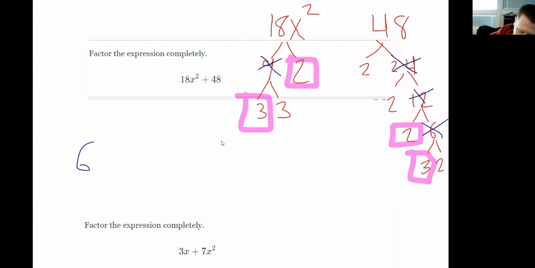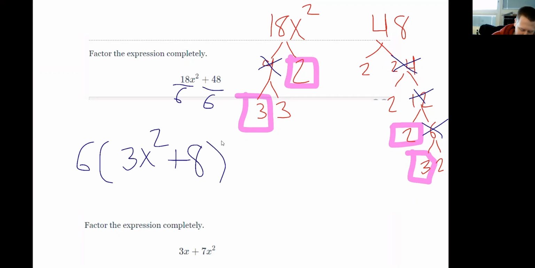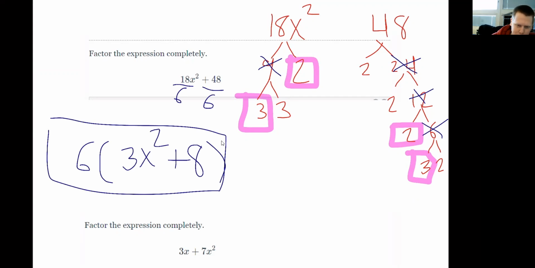Your GCF always goes outside your parentheses, and then you divide each part by your GCF to see what goes in. So 18 divided by 6 would be 3. Bring down the x squared. 48 divided by 6 would be, what's that? 8. Sorry, I had a little bit of a brain fart there. So this would be our answer. And you could always multiply this back. If you distribute, you'd see you get back to where you started. You're kind of undoing the distributive property in a way with these questions.